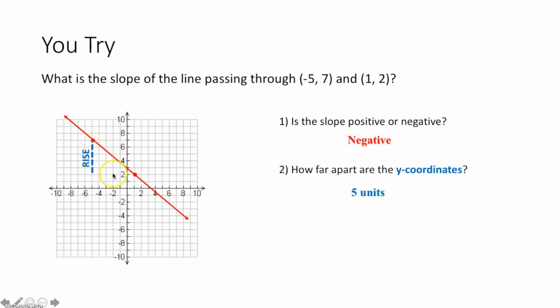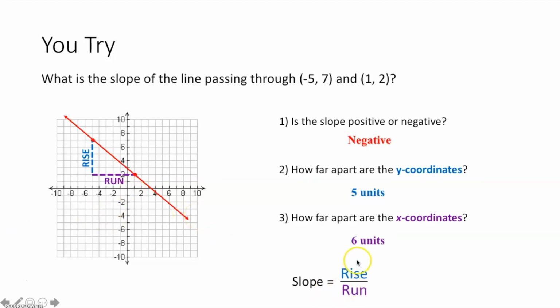And then our run: how far apart are the x coordinates? We're going from an x value of -7 to an x value of 1. What's the distance between those two x values? That would be 6 units. Now that we know that, we can find our slope. Our slope is just equal to rise over run. So what is the rise? That's 5 units, which goes in our numerator. 6 units is the run, which goes in our denominator. And now, is it positive or negative? It's negative because it's going down and to the right. So we know our slope is going to be -5/6.